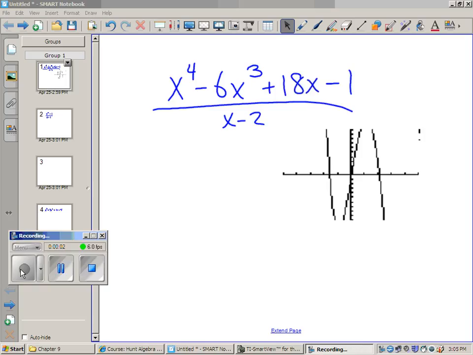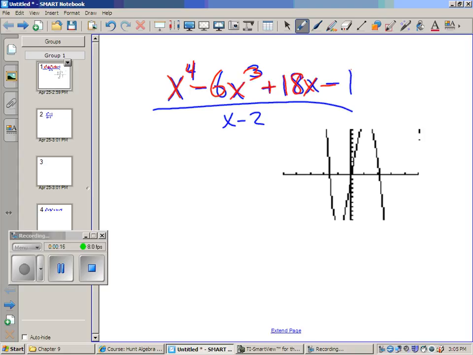Okay, so first of all, I want to point out that when I have this equation of x to the fourth minus 6x to the third plus 18x minus 1, I do notice that it crosses through the x-axis where x equals 2. So that means that one of the factors is x minus 2. So what I'm going to do with this problem is find the other two factors by division. So I'm going to do a little polynomial division.